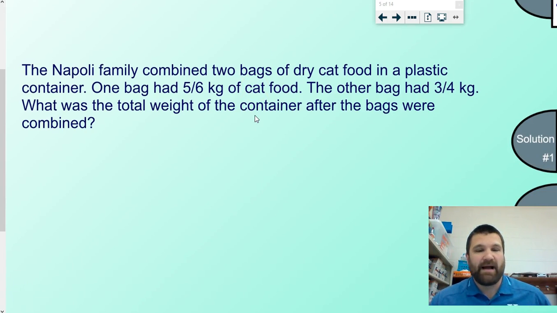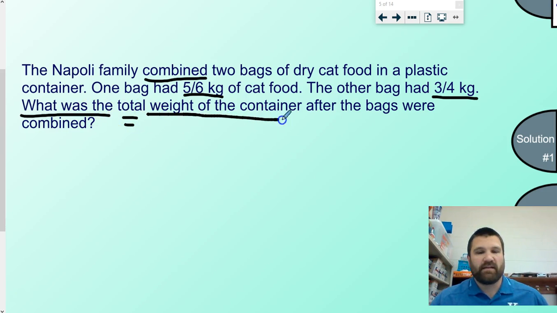The Napoli family combined 2 bags of dry cat food in a plastic container. The way I always read, I always underline, so I can tell you right now, combined is probably big because it says you're putting 2 together. There are 2 bags, so one bag had 5/6 kilograms, the other bag had 3/4 kilogram. What was the total weight of the container after the bags were combined?